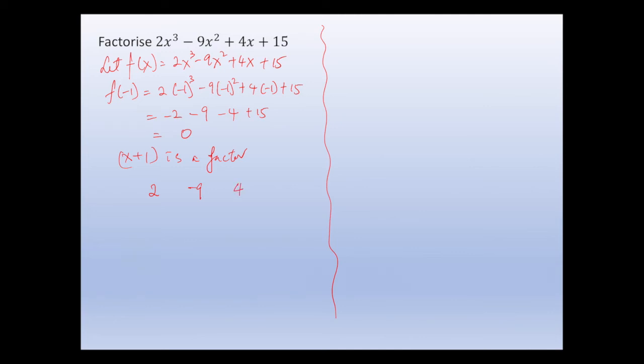This time, let's do the synthetic division. Okay, synthetic division, you've got 2 minus 9 plus 4 plus 15 and minus 1. Bring the 2 down. Minus 1 times 2 gives me minus 2. Minus 9 plus minus 2 is minus 11. Minus 1 times minus 11 is 11. 4 plus 11 will give me 15. And minus 1 times 15 actually gives me minus 15.